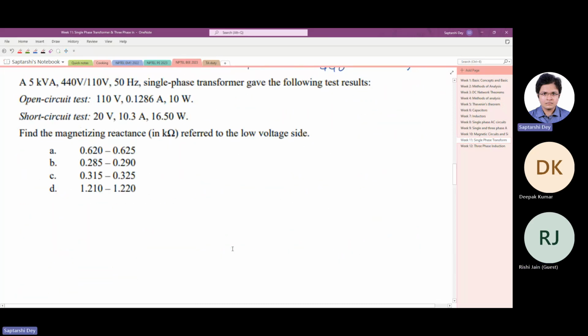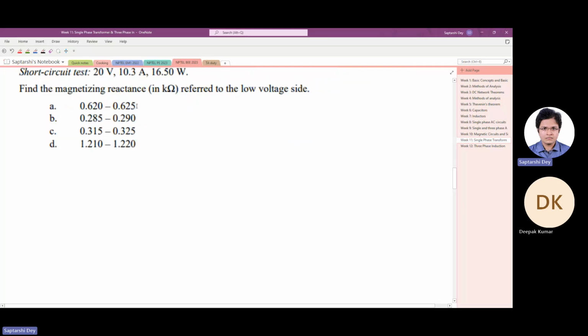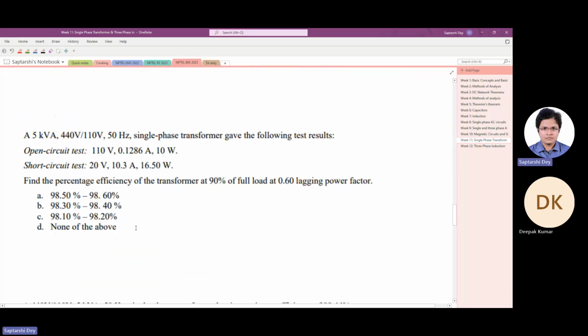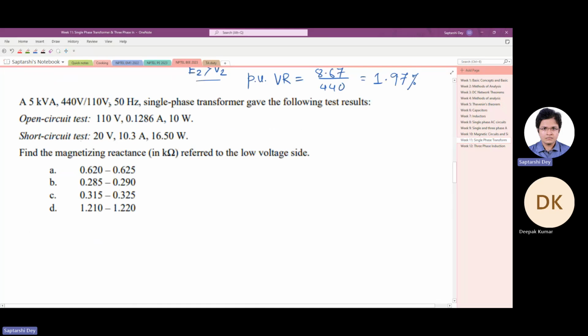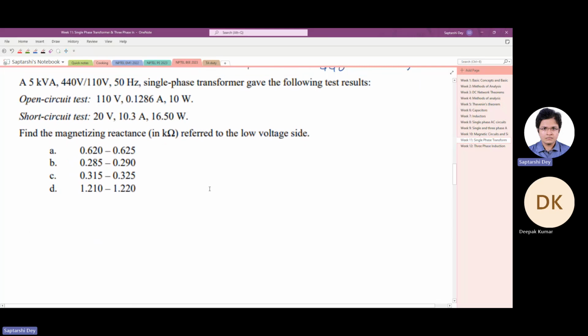So we will look into this question. Open circuit test, short circuit test data of a transformer is given, and some questions are asked. For the same transformer, where open circuit and short circuit test results are given, there are three back-to-back questions. Same data are given in all the three questions. So although we will not need it in the first question, we would still find out all possible data that we can from the open circuit and short circuit test data. Then we will use it wherever we need. Okay.